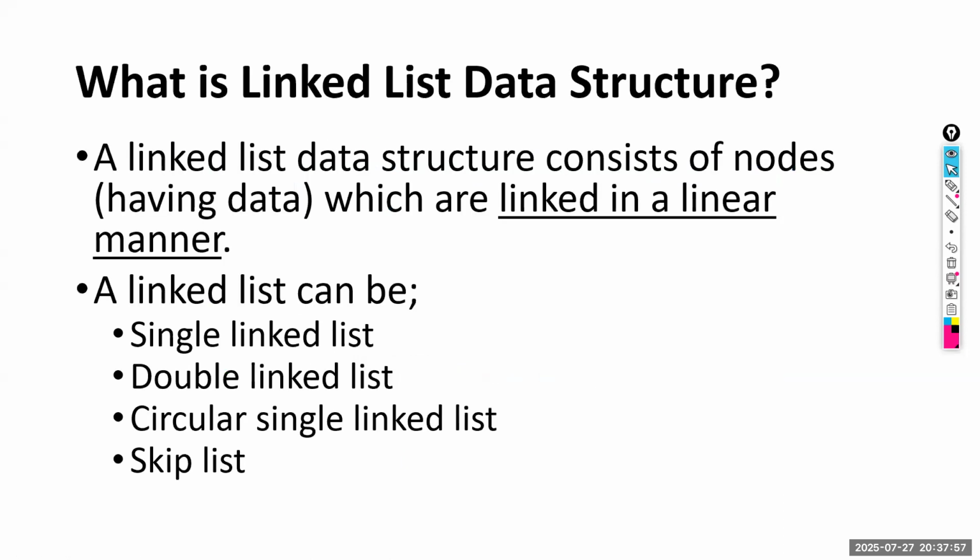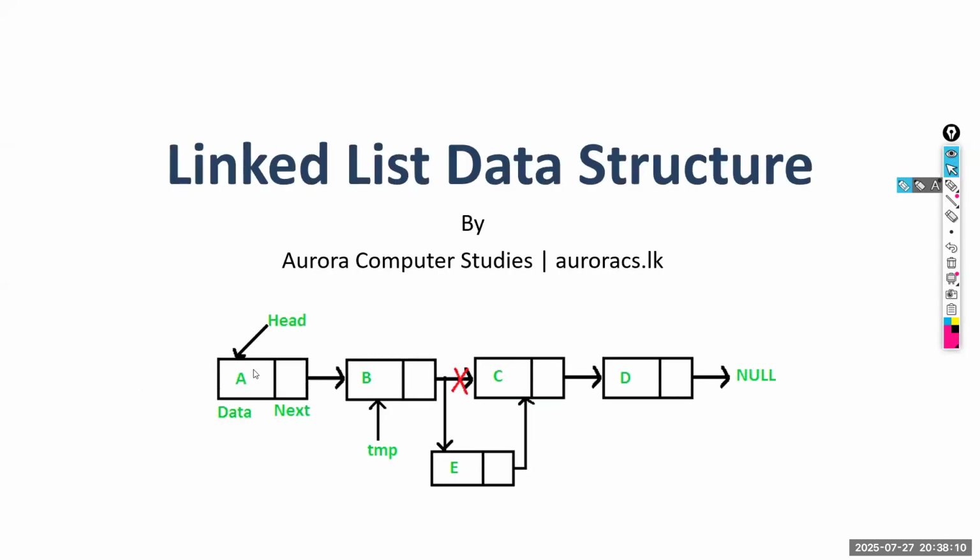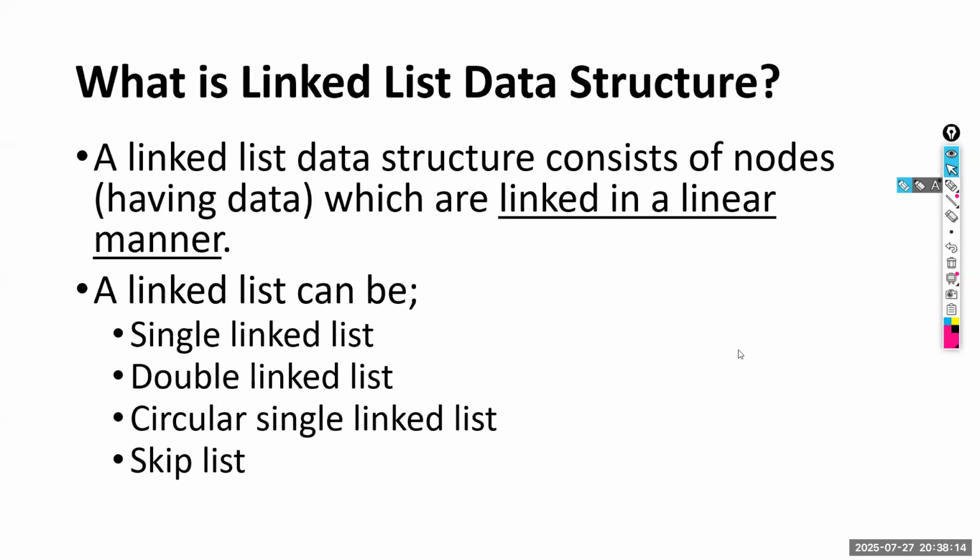So what is a linked list? As the name says, a linked list is a list of linked elements. We call them nodes. So this node is linked to this and so on. And this is a linear data structure. Usually linear data structures are easier to understand and easier to implement.